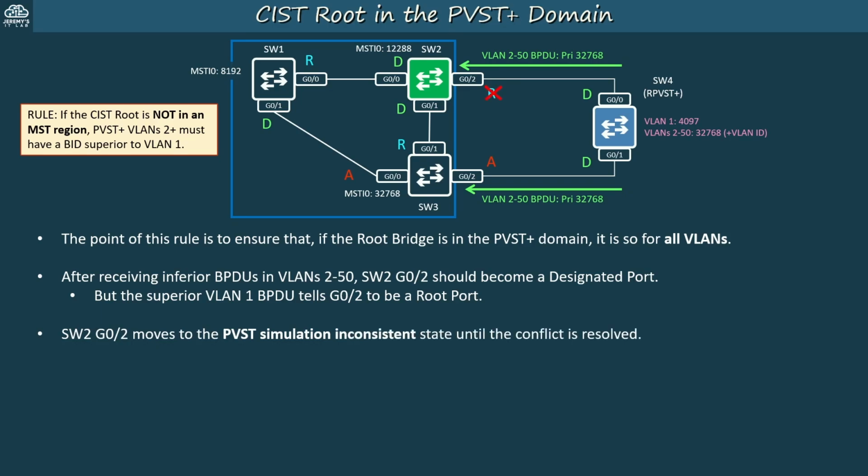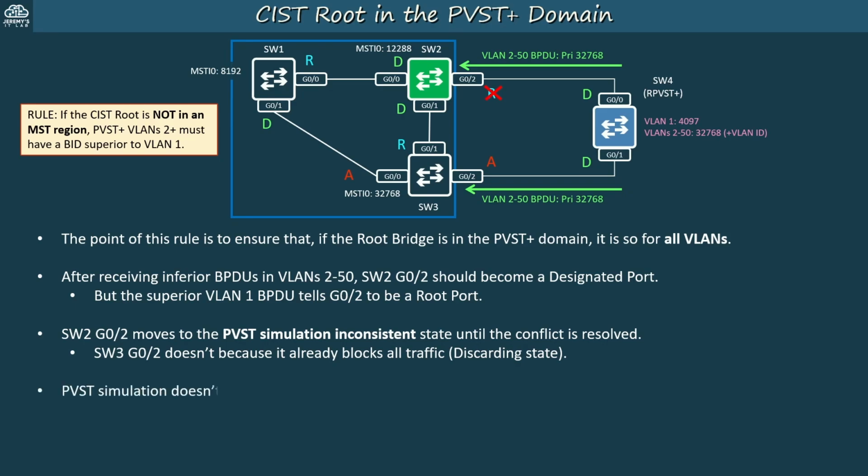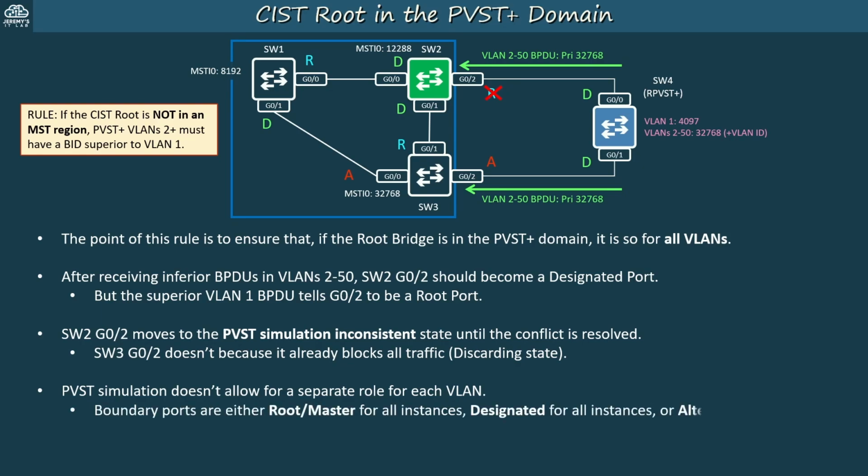As a side note, what about switch 3 G02? It doesn't get disabled because it already blocks all traffic. It's an alternate port in the discarding state. There's no need to block it. Okay, to repeat a point from earlier, PVST simulation doesn't allow for a separate role for each VLAN. Boundary ports are either root or master for all instances, designated for all instances, or alternate for all instances. Note that I joined the root and master roles together. That's because a master port effectively functions like a root port in the CST, leading toward the CIST root.